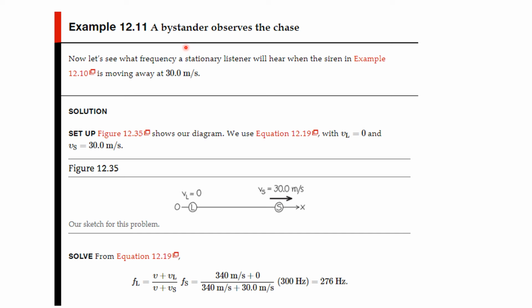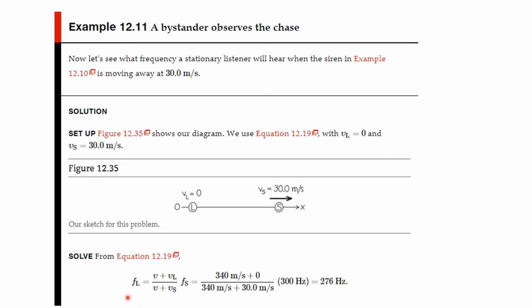Here's another one. Now, a bystander observes the chase. Let's see what frequency a stationary listener will hear when the siren that we talked about in the previous example is moving away at 30 meters per second. So here you see the velocity of the listener is 0. They're not moving at all. And the velocity of the source is moving away at 30 meters per second.